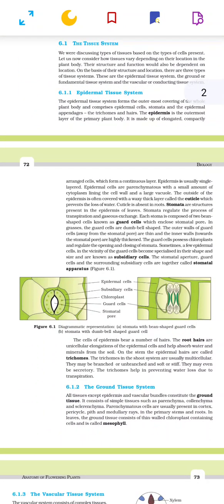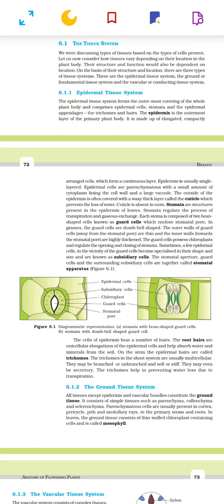Now the cells of the epidermis bear a number of hairs. The root hairs are unicellular elongations of the epidermal cells and help absorb water and minerals from the soil. On the stem, the epidermal hairs are called trichomes. The trichomes in the shoot system are usually multicellular. They may be branched or unbranched and soft or stiff. They may even be secretory. The trichomes help in preventing water loss due to transpiration.